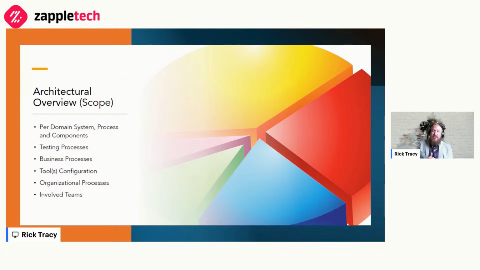As part of the whole automation scope, you should have a good architectural overview. That means per domain, you should know your systems, your processes, and your components. This isn't something you have to do yourself. There are architectural specialists, there are process mappers, there's all kinds of people who do this professionally. Just make sure that there's a generally good idea of what these are so that you can add your testing processes to the UX experience, the business processes, to any tools that exist and their configurations, and that all the involved teams are also a part of this map. You don't want to be an automation stream set apart from the process. You want this to be another part of the architecture of the system.